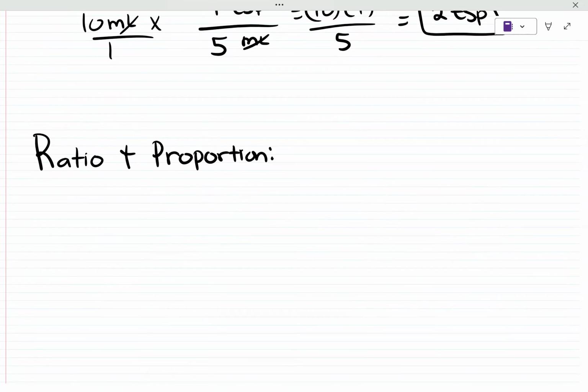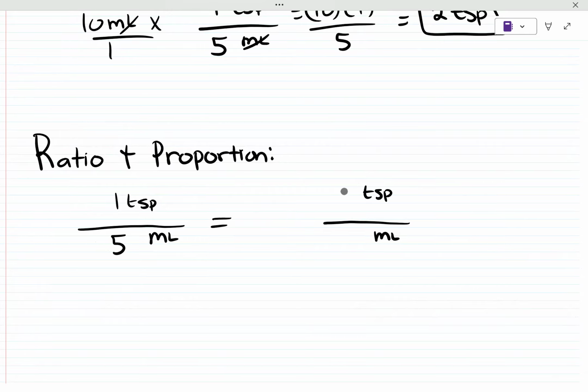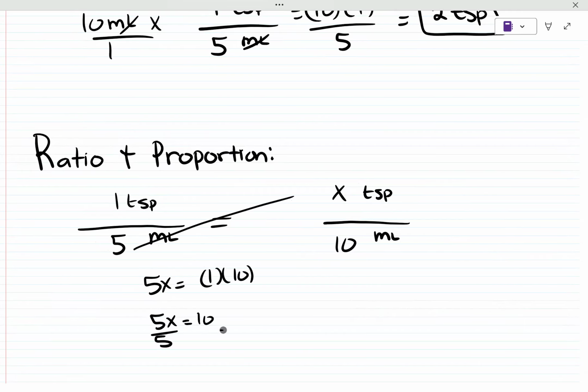Ratio and proportion, so fractions. You could put teaspoons on the top and milliliters on the bottom. For 1 teaspoon there are 5 milliliters, and we want to know how many teaspoons there are in 10 milliliters. Cross multiply: 5x equals 1 times 10. So 5x equals 10, divide by 5, and x equals 2.